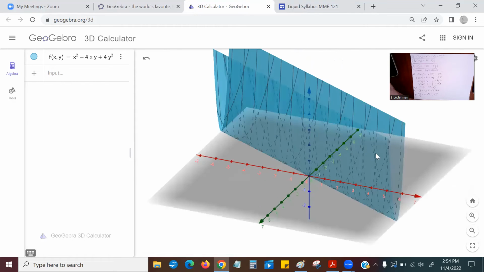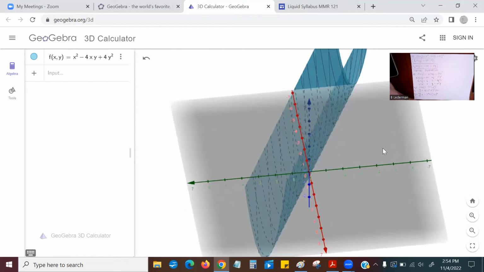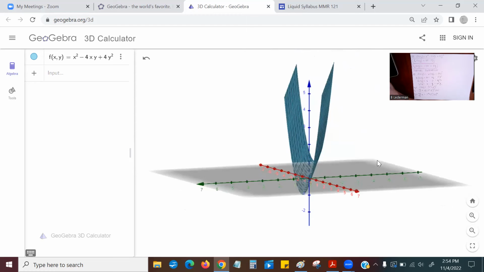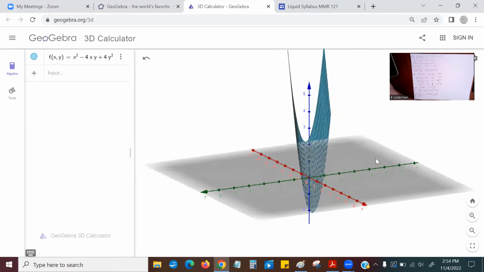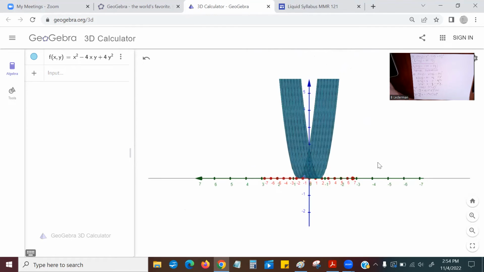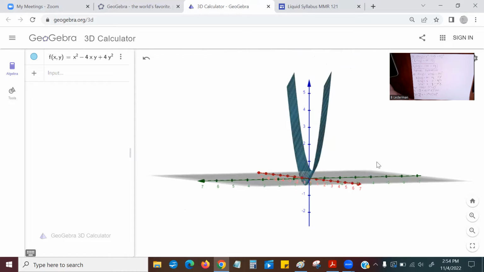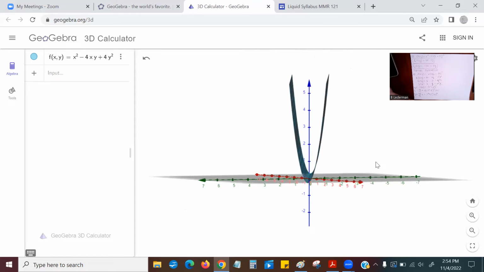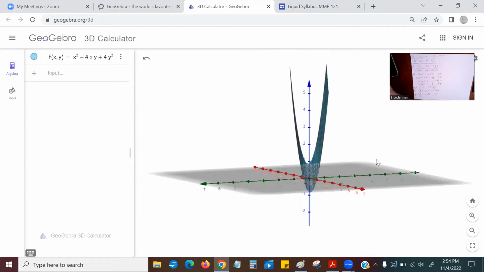Okay. So notice this way, it's kind of like a parabola. If you look at it from this direction, it's kind of like a parabola. If I could line this up right, it looks like it could be a parabola.